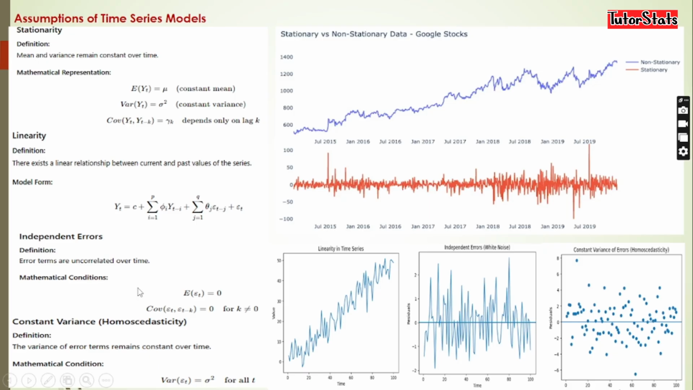The next assumption is constant variance, also called homoscedasticity. This means the spread of errors should remain constant over time. For example, errors should not become bigger as time increases. They should stay evenly spread. If error variance keeps increasing, the model becomes unreliable.